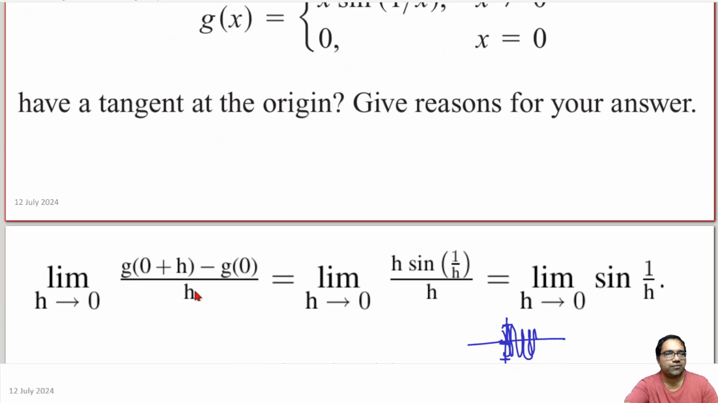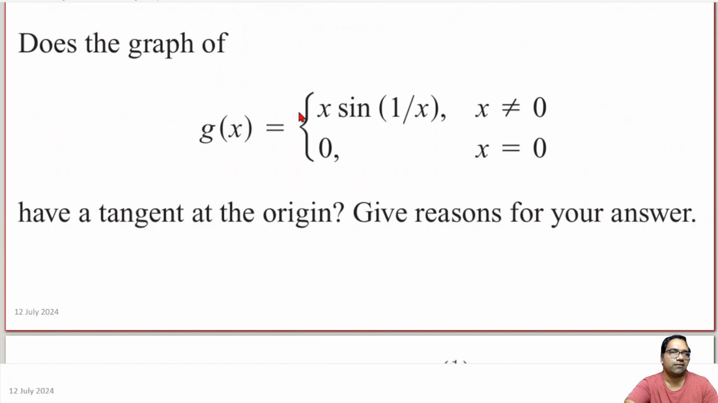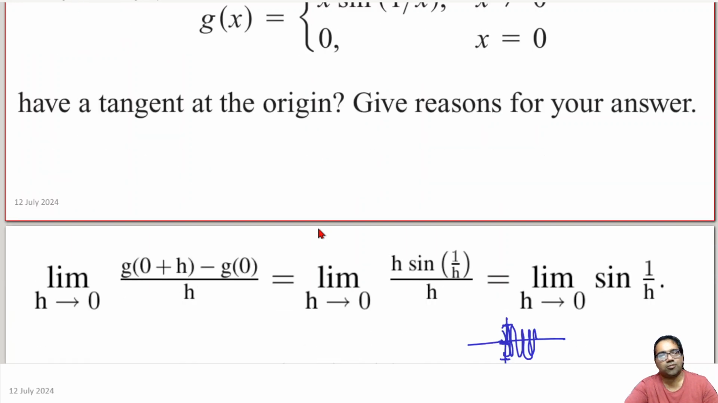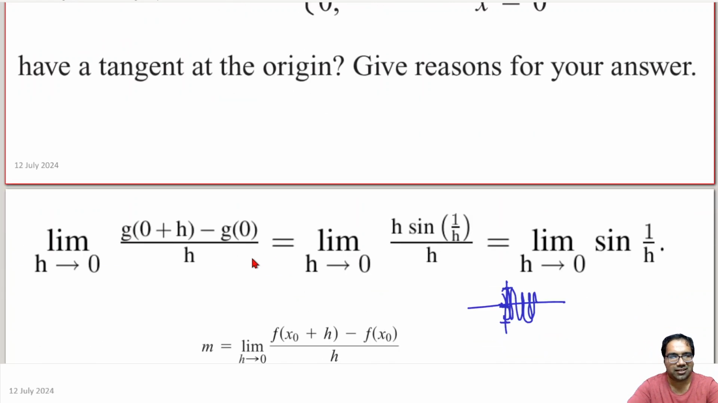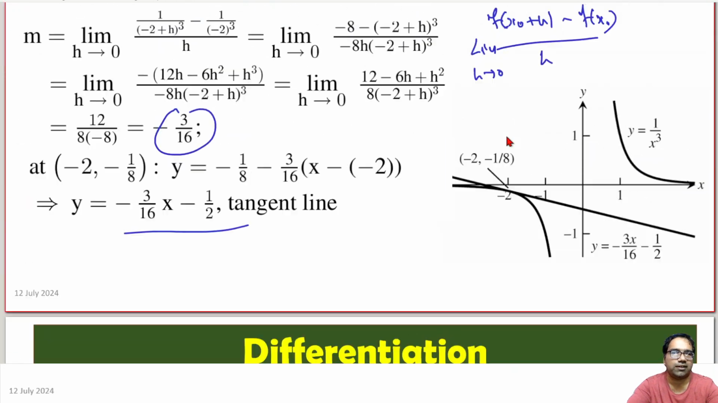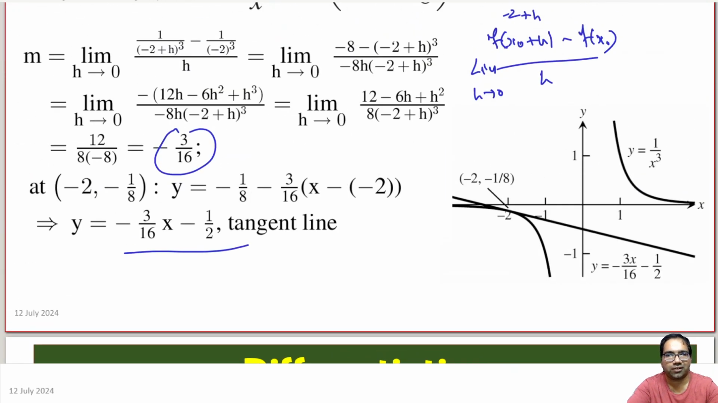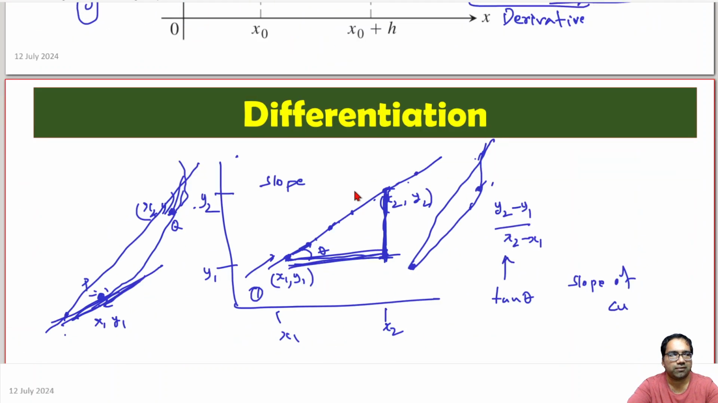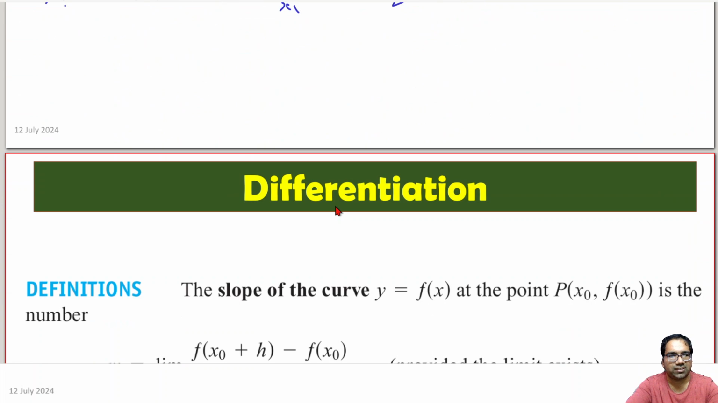To define the tangent, we should know what the slope of the graph is at that particular point. Then we can define the tangent. But now we don't know the slope of the graph at that particular point, so we cannot define the tangent. Alright, guys. Hope you understood the basics of calculating slopes of curves, as well as the basic understanding of what the derivative is.